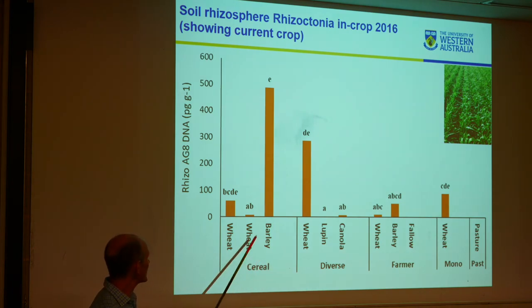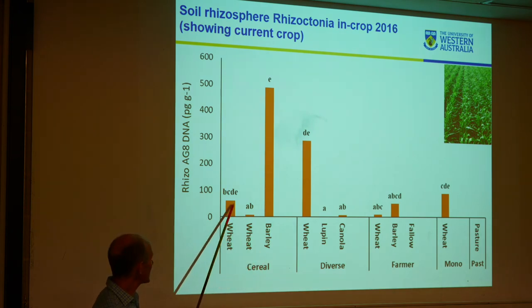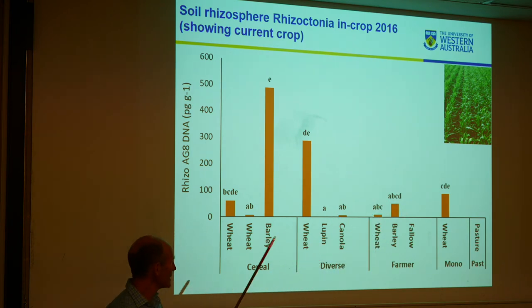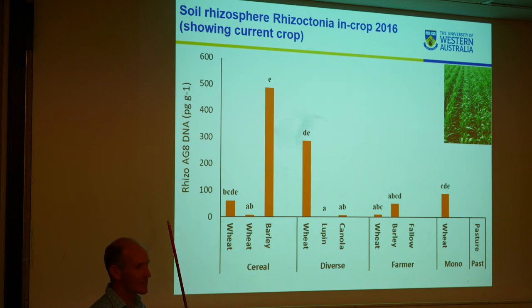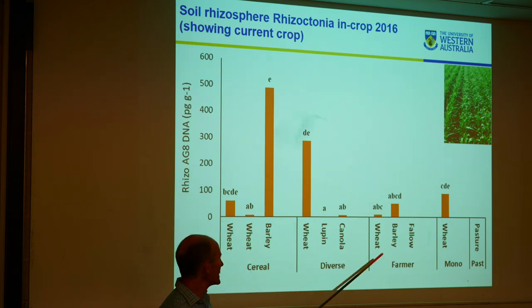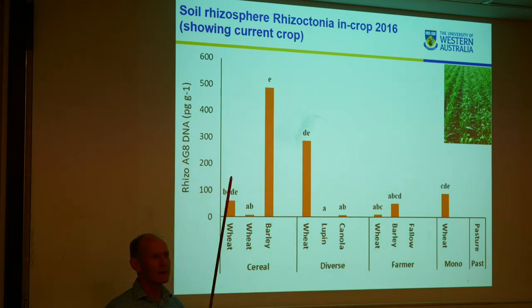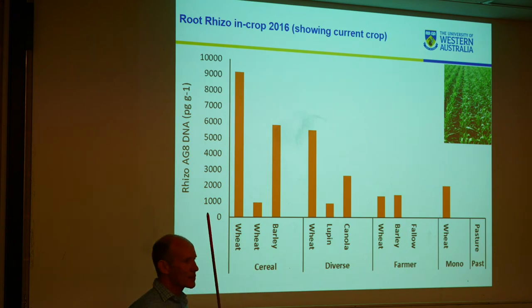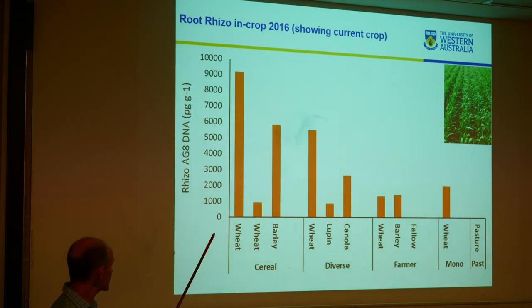For some reason in the cereal, we found very high levels in the barley, reasonable in the wheat, and again, low levels in the farmer rotation, which has that fallow in there. So over the years, this is obviously having a fallow in there, and then we've grown lupins in there, actually has worked pretty well. The actual roots themselves of those different crops, we're finding a lot of variability, but again, predominating high with the cereals.